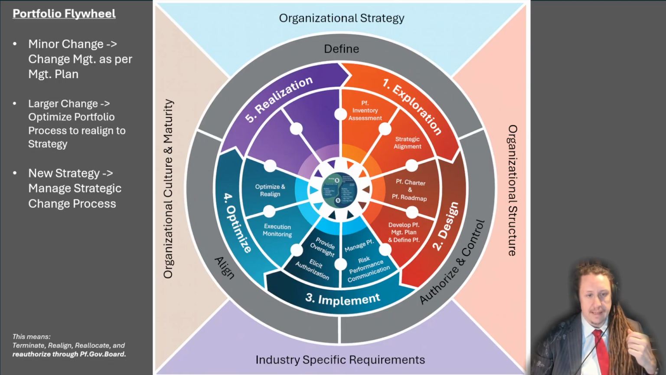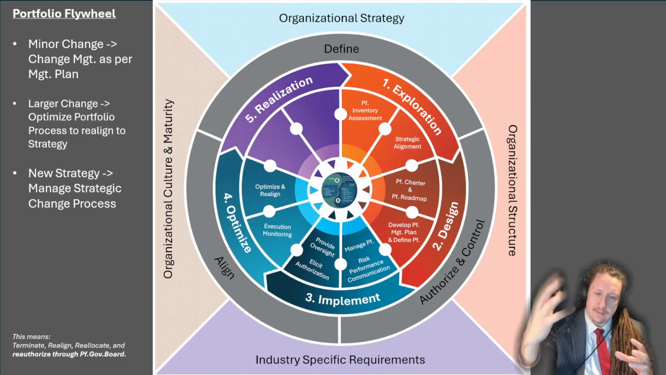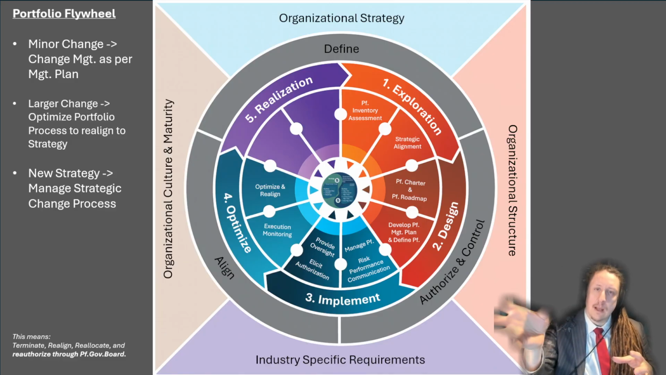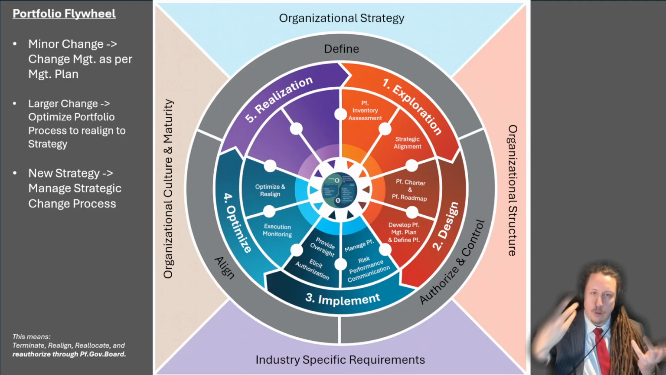You optimize and realign. There are project cuts and minor changes, which you handle through change management as per the management plan. For larger changes, you go into the optimization of portfolio process group, where there are a couple more tools and techniques available. And if it's a massive strategic change, you might have to go out of the governance back into the strategic layer, reassess, make a stakeholder analysis, gap analysis, and readiness assessment before you get your charter approved, and then go back into the management plan to continue the cycle of the flywheel.